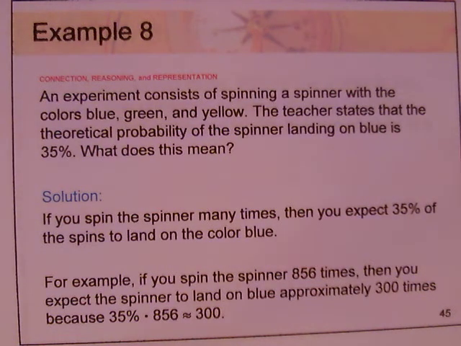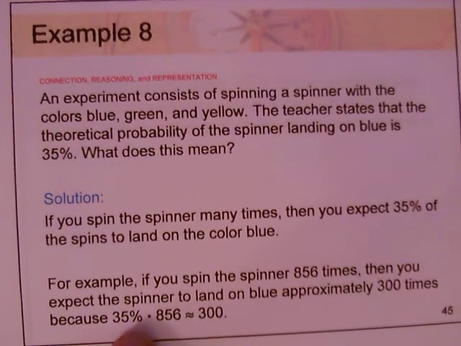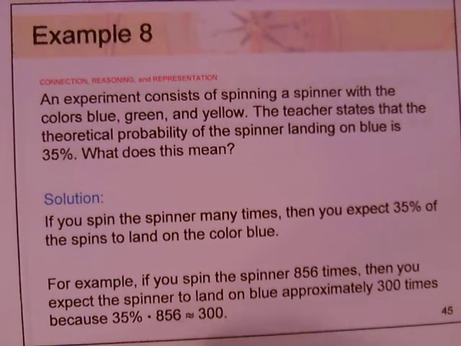Here it is. If you spin the spinner many times, you can expect 35% of the spins to land on the color blue. So for example, let's say you spin the spinner 856 times, then you would expect the spinner to land on blue approximately 300 times. So if you take 35%, multiply that by 856, 35% will be 0.35 times 856, that's approximately 300.